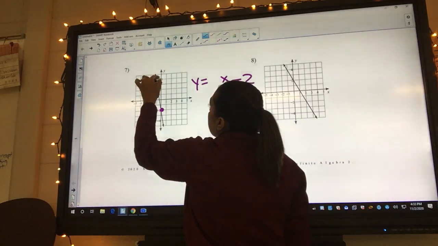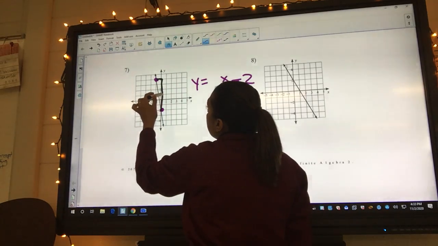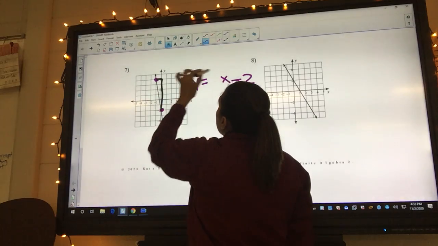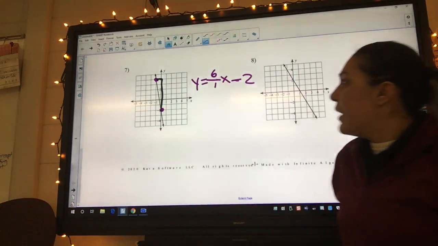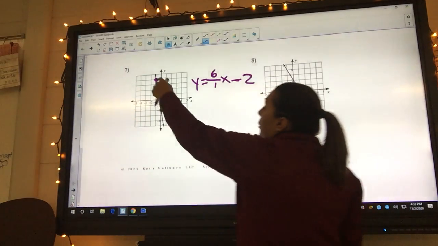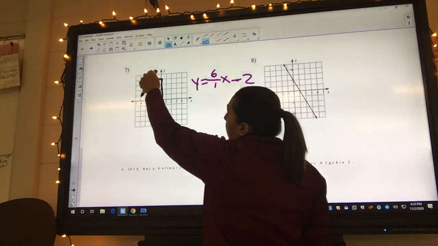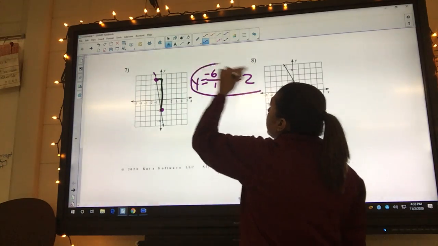We say, well, rise over run. Well, how much do we rise? 1, 2, 3, 4, 5, 6. And we run 1. Okay, and we look and say, well, is that line positive or negative? Am I going to the left or right? Well, in this case, my top arrow is over on the negative side, so my slope should be negative.